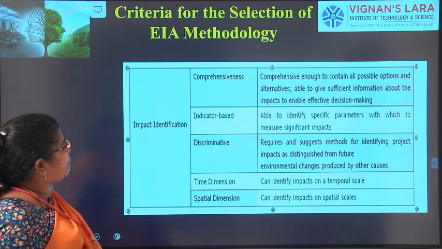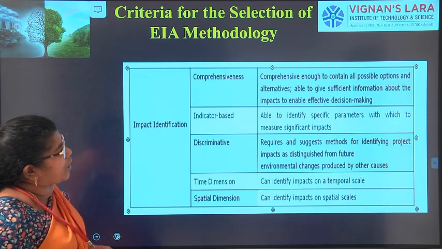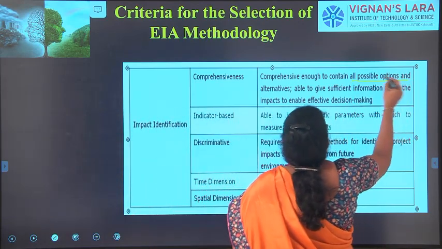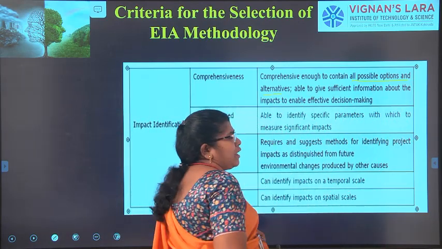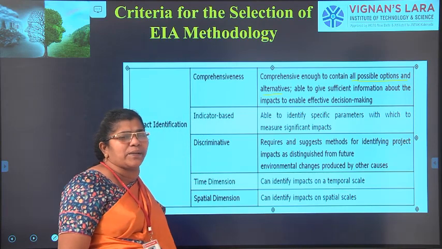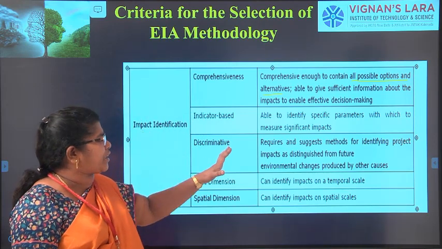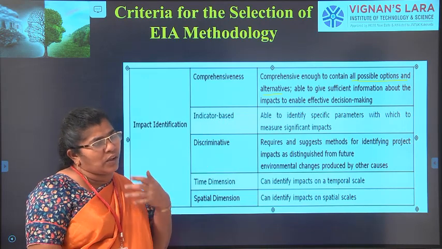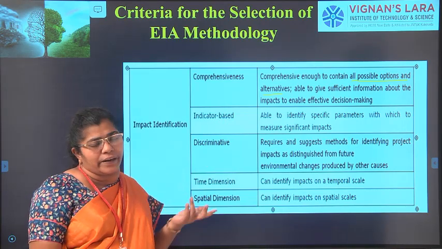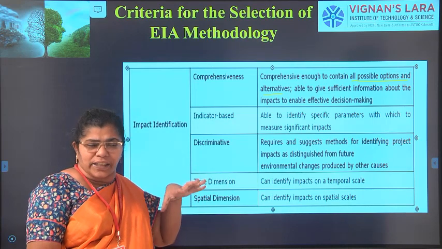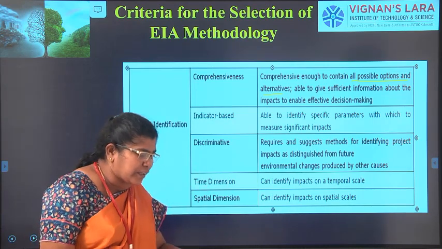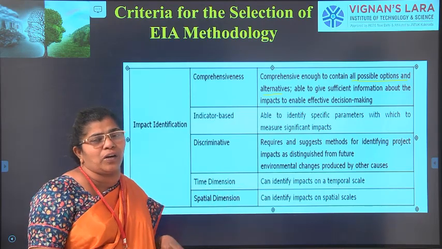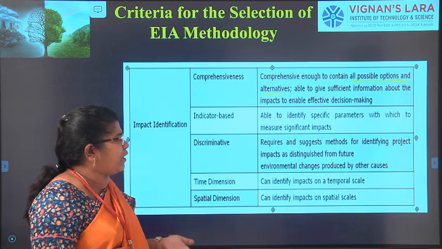And the next one is impact identification. What are all the possible options and alternatives? The methodology I am selecting should give sufficient information about the impact. If it gives an impact only here and there, I can't take a very good decision. So for the decision of this project, these are the impacts that are necessary, and that methodology has to be adopted.